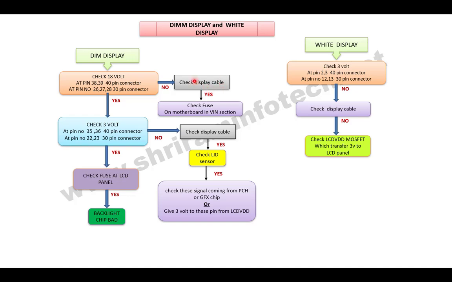If the display cable is okay, then you have to go to the motherboard and check the fuse from the current sensing resistor. This voltage is coming from the current sensing resistor. So sometimes what happens, there is a fuse in between or some MOSFET in between. So at that time that MOSFET or fuse is open. So you have to check that. The next thing is, if the 18 volt is coming but still dim display is there, then you have to check a 3 volt. If it's a 40 pin, then you have to check pin 35 or 36. If it is a 30 pin, then you have to check pins 22 and 23.